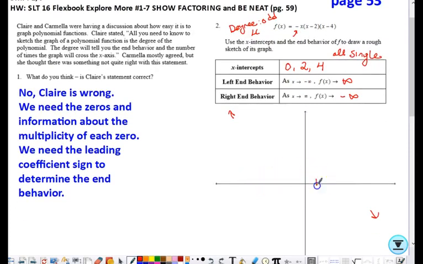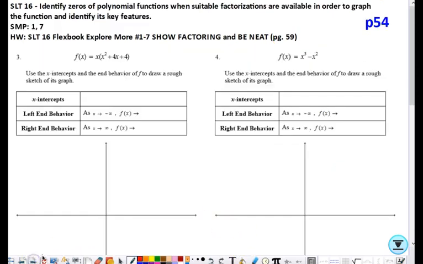All right, so let's mark off our scale. It's 4, 2, we got a 0 at 0, a 0 at 2, a 0 at 4. And then we got my end behavior notes here, and we have to make a rough sketch, making sure to go straight through at each root. And there's our graph. All right, so we're going to keep going.